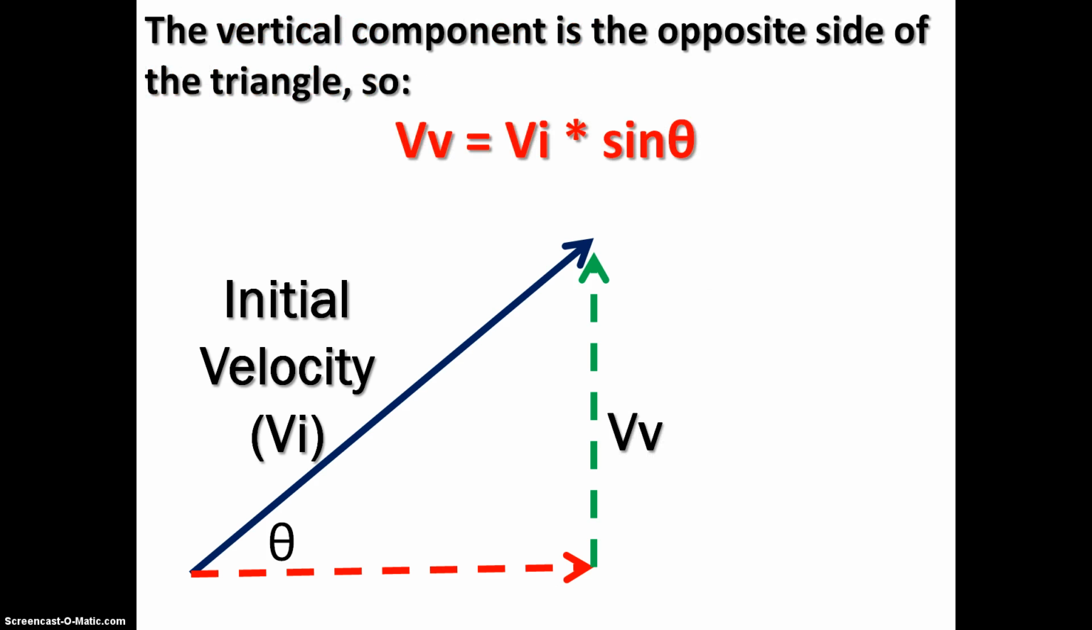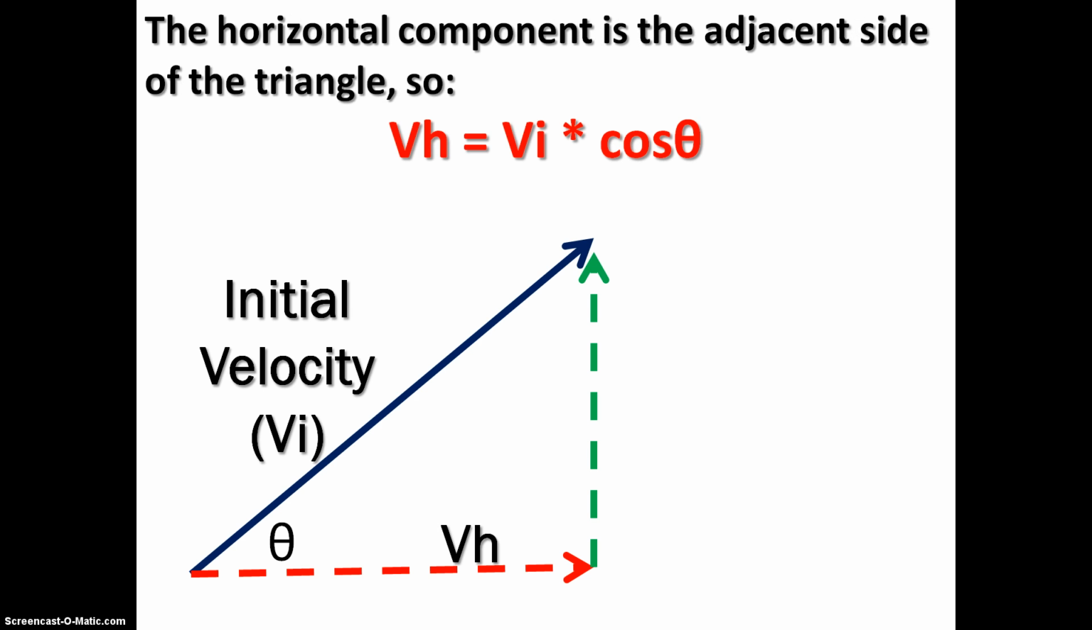Because it's a right triangle, the vertical component is the opposite side of the triangle. So the vertical component Vv is going to be equal to Vi times the sine of theta. Again, that's an equation we've been using over and over again. The horizontal component, on the other hand, is the adjacent side of the triangle. So the horizontal component, Vh, is going to be equal to the initial velocity times the cosine of the angle.